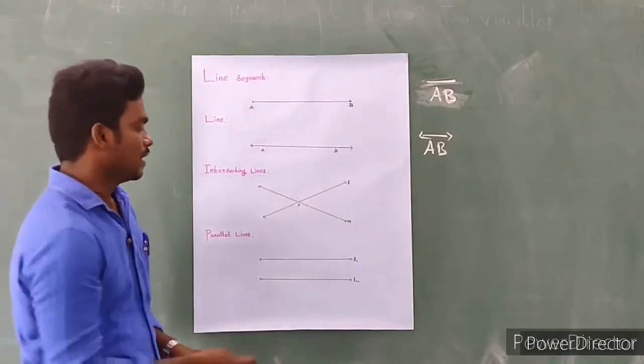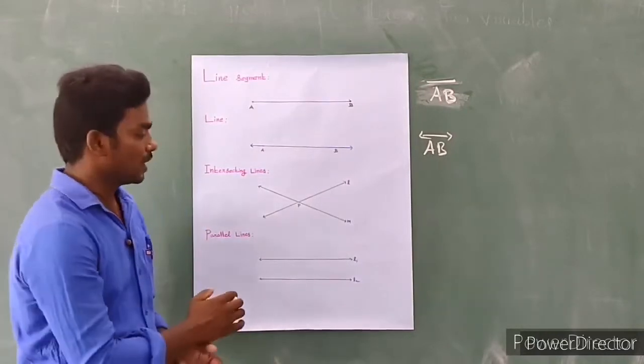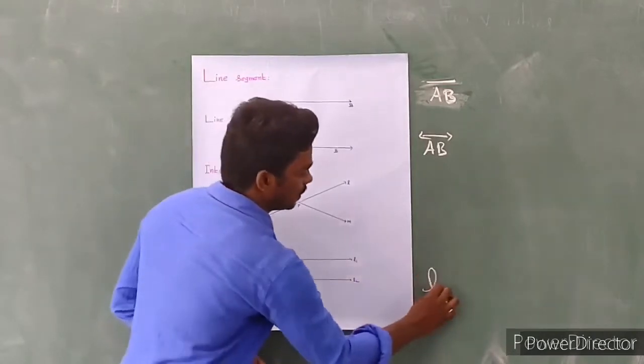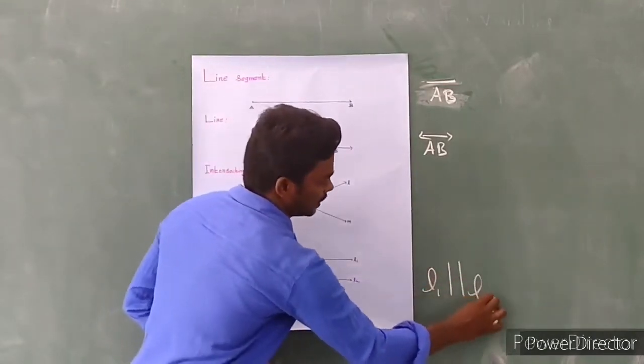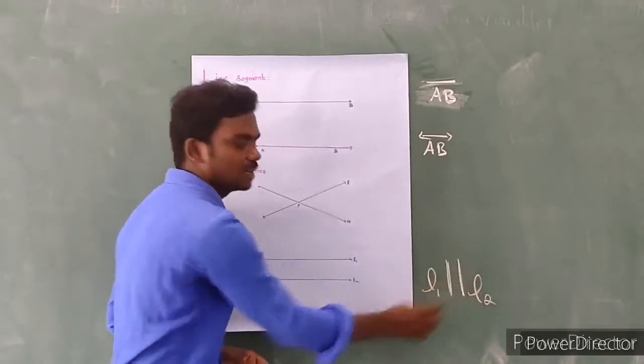Next one is parallel lines. Parallel lines means two lines which do not meet at any point. Here line L1 is parallel to line L2. This is represented by the parallel line symbol.